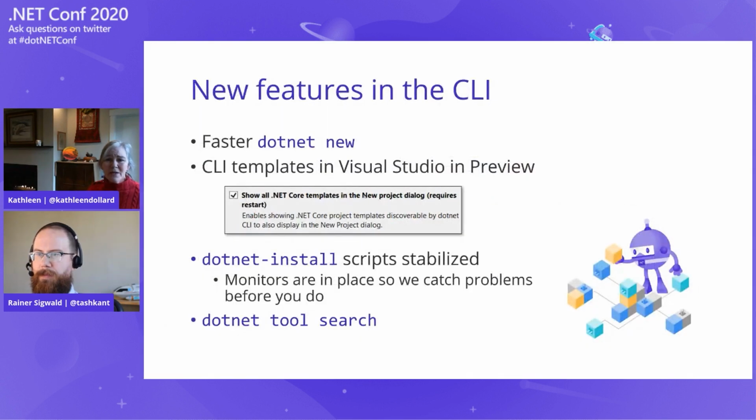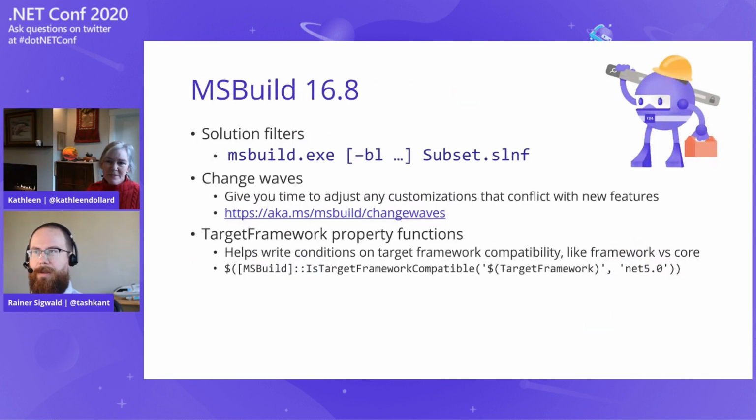Within the CLI, list means show me what's currently installed on my machine. Search means show me what's out there and available to me. And we hope to add better search capabilities across several things inside the CLI going forward in the next few releases. So are we ready to talk about MS Build?